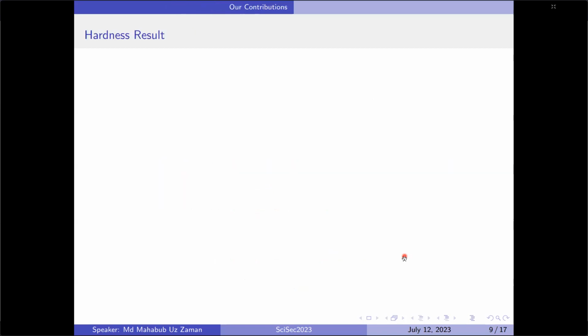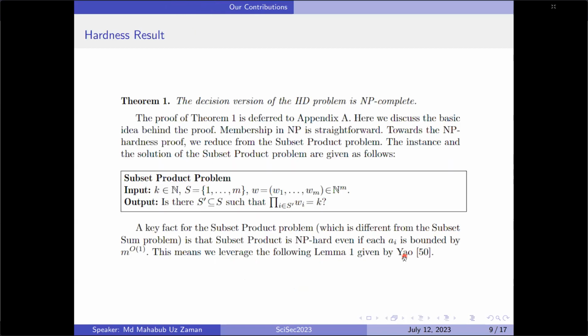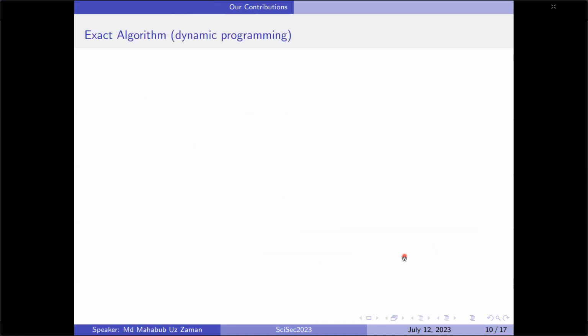In our first contribution, we successfully showed that the decision version of the HG problem is NP-complete, and we deduced the NP-completeness from the subset product problem. Our next contribution is a 1 plus epsilon PTAS algorithm, but before we move into the PTAS approximation algorithm, we want to show you the exact algorithm, how it works, because the PTAS algorithm would be a modified version of the exact algorithm. So the exact algorithm works in a dynamic programming fashion.